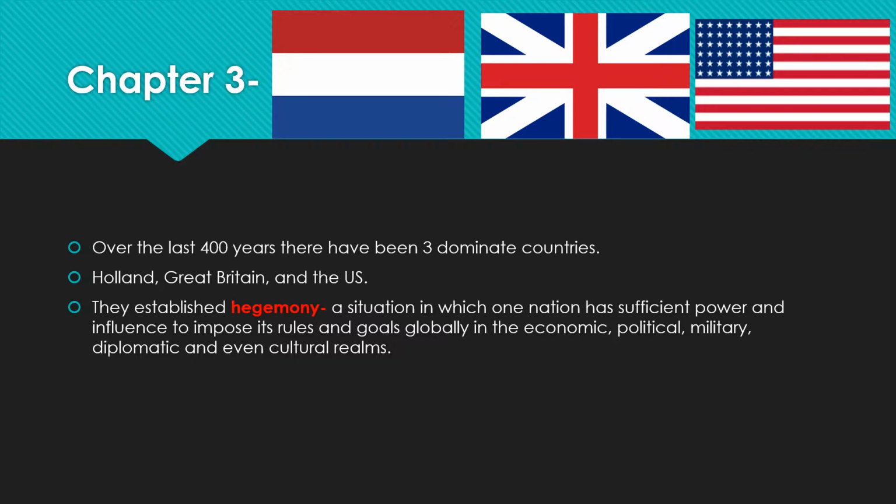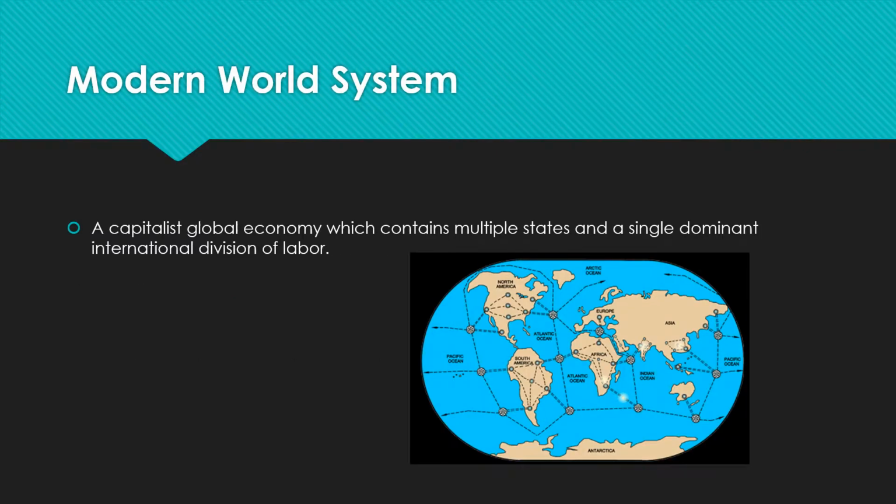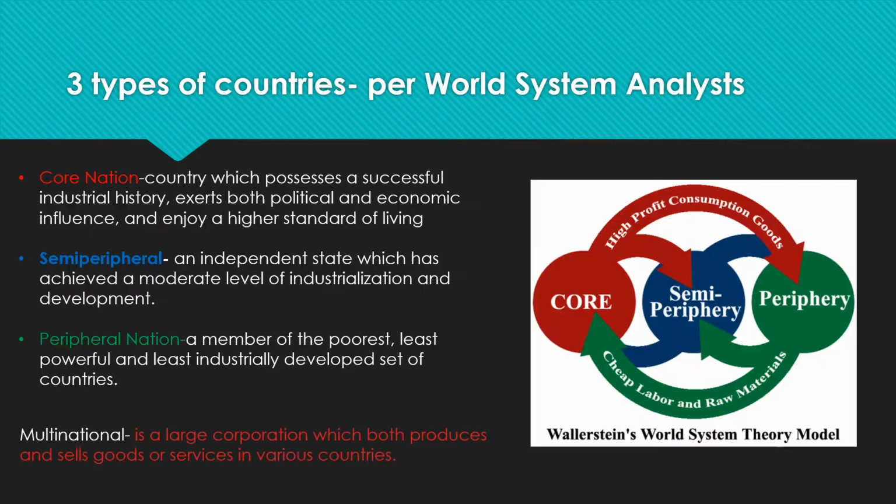So moving on from hegemony and really diving into globalization, let's take a look at the modern world system. The modern world system, as you can see by the picture below, is a capitalist global economy which contains multiple states and a single dominant international division of labor. Now, you can't just have one dominant international division of labor. So the world system actually broke those down into three different types. So there's three types of countries.